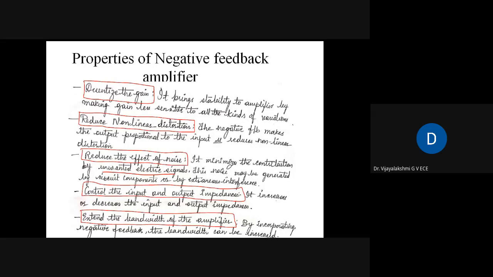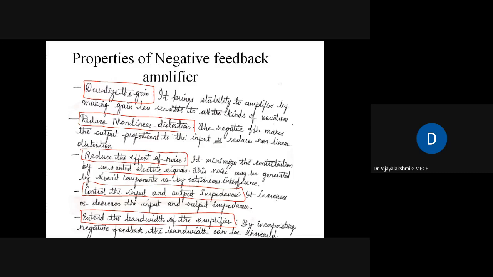So these variations, like whether I can increase or decrease this input and output impedance, that can be done. That means it can be controlled by using negative feedback. The next important thing is bandwidth of operation. Usually, we design a circuit such that it provides a good bandwidth.